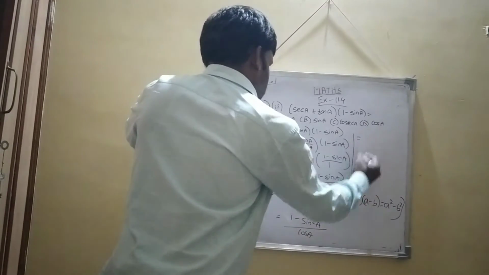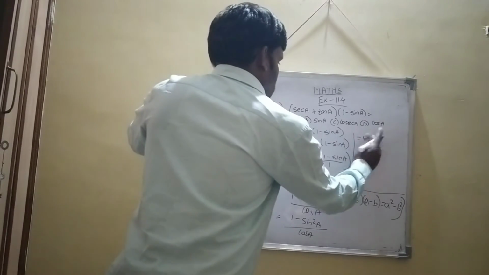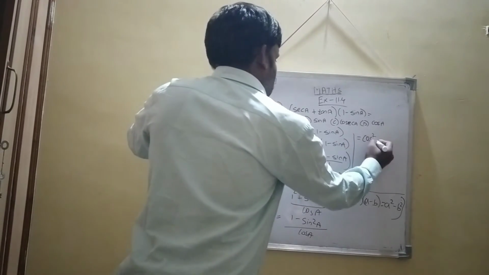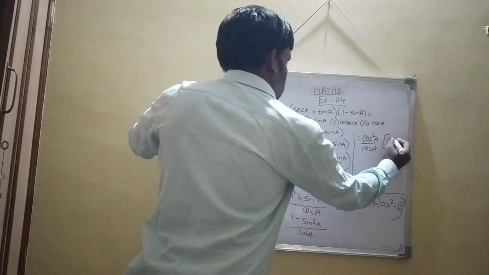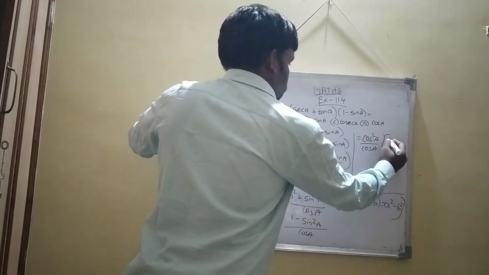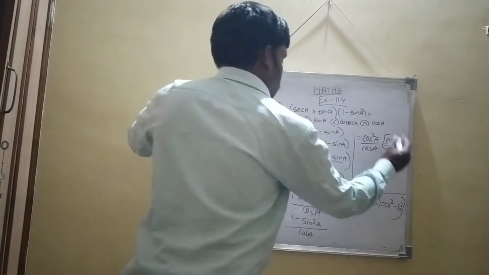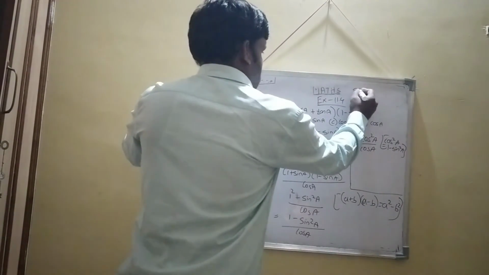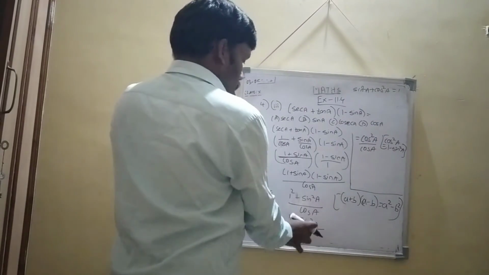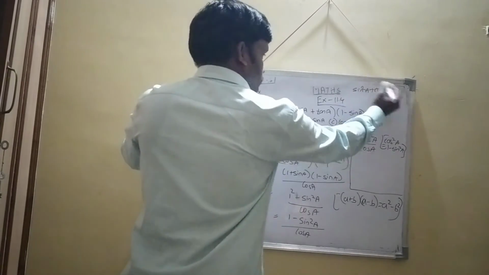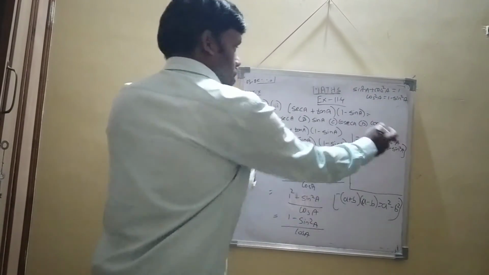So now, in place of 1 minus sine square A, I can write cos square A, divided by the denominator as it is, cos A, because cos square A is equal to 1 minus sine square A. The first identity we learned is sine square A plus cos square A is equal to 1. So if you want the value of 1 minus sine square A, take sine square A across, and cos square A is equal to 1 minus sine square A. That is what we have written.